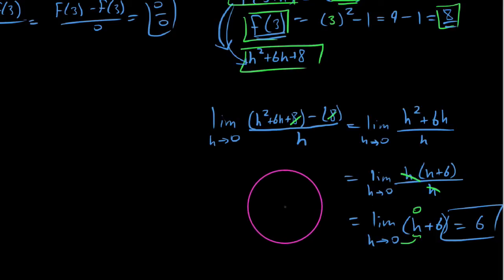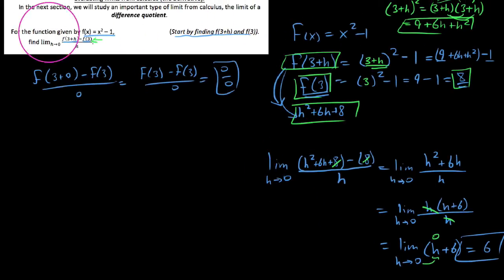You do a lot of those. So my number one recommendation is this: if you're going to be finding stuff like this, start by finding f of, in this instance, 3 plus h and f of 3, then plug in what you know, and then evaluate that limit, making sure you simplify along the way.